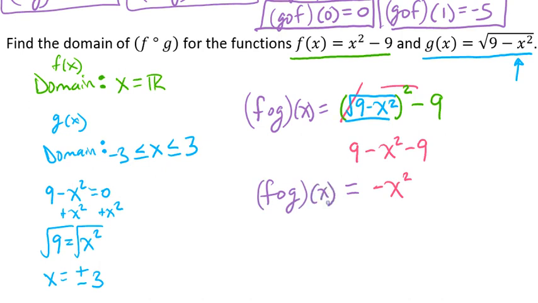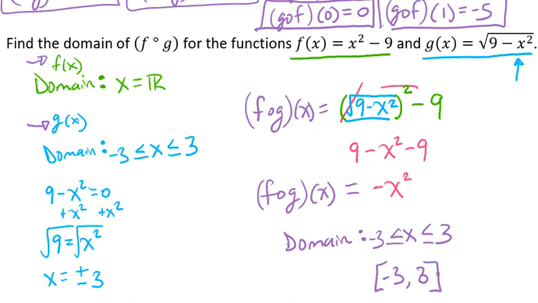And our domain is going to be the most restrictive domain out of our f of x and our g of x. And so our domain for our composition is going to be one such that x must be between or equal to -3 and 3. And we can write that in the following set notation: [-3, 3]. Either way is correct.